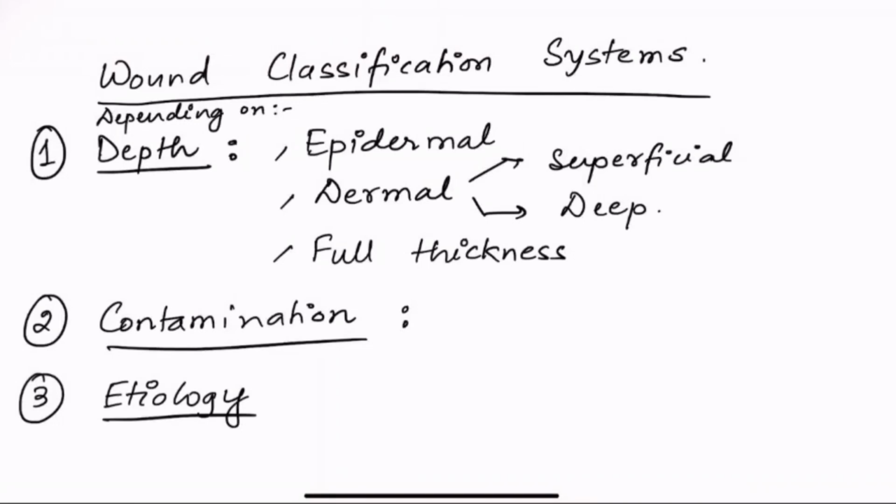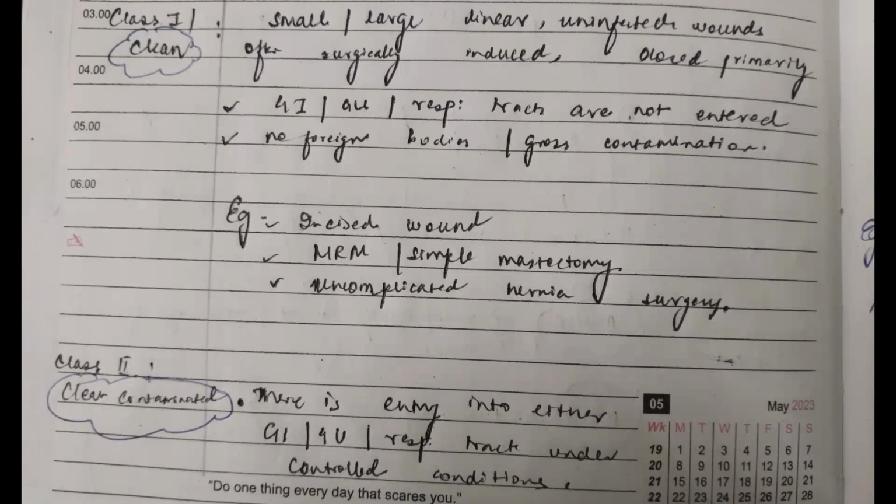In this video, we will study the wound classification system. First, depending upon the depth of the wound, it can be epidermal, that means the wound is located only in the epidermis. Then there can be dermal, and then there is a full thickness wound which involves the epidermis, the dermis, the subcutaneous fat, and the muscle.